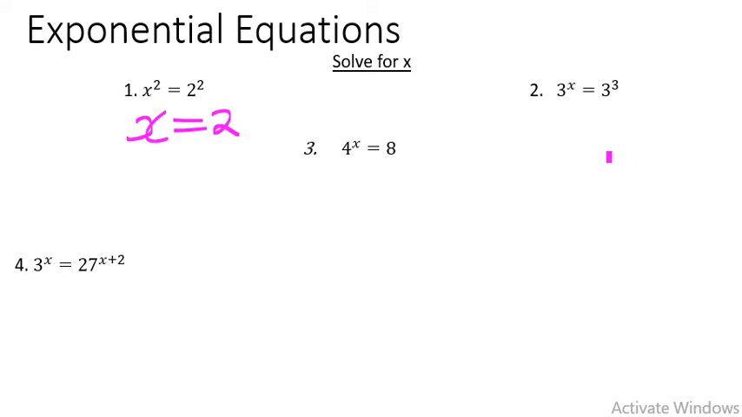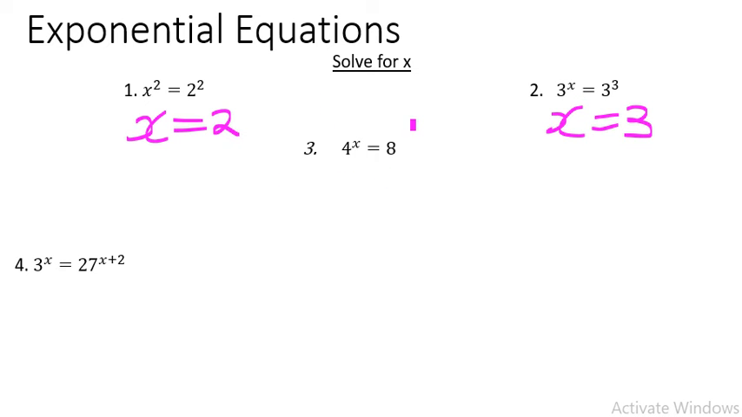So moving on to problem number 2. Number 2, we are having 3 to the power of x is equal to 3 cubed. So now our x is the exponent, but then you can see that the bases are the same. So since the bases are the same, we need to equate the exponents. So we will say x is equal to 3. That will be the answer there.